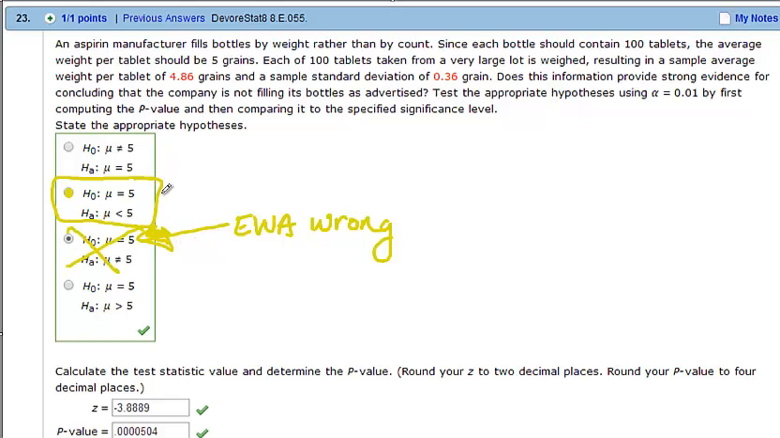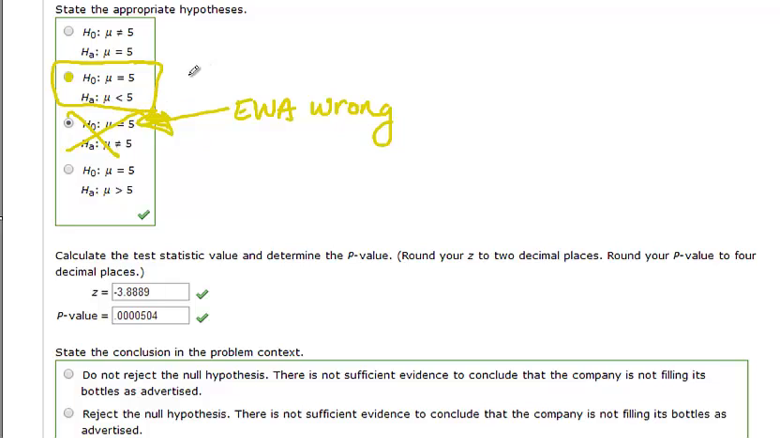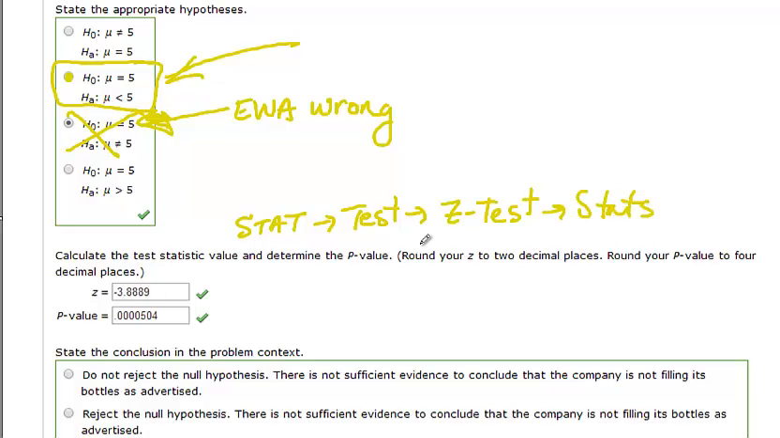But this is what you're going to be testing. And actually, if you go to key in the values, you will use the appropriate test, which is this one, and you will get the correct answers if you plug in for the right test. So you're going to go to Stat, and then you're going to go to Test. This is a Z-test, a hypothesis test. You're going to go to stats because we're entering in our statistics.